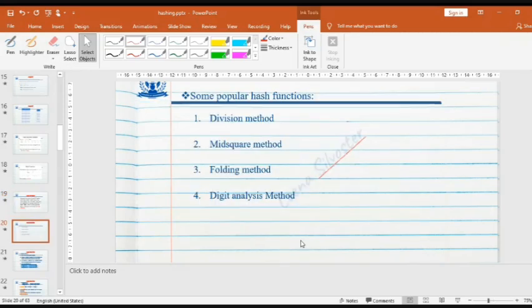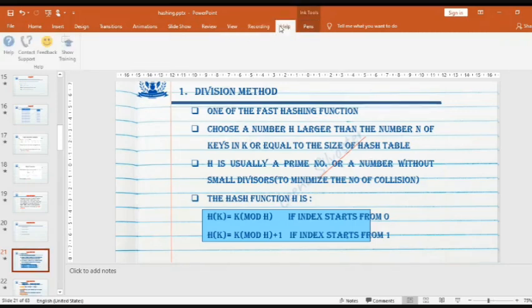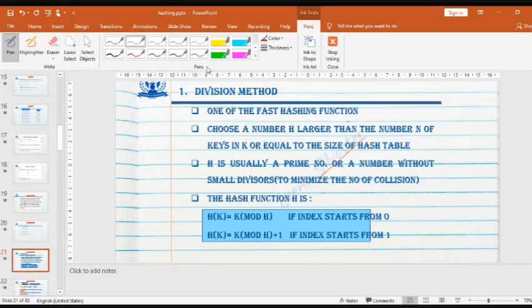Some popular hash functions are the division method, mid square method, folding method, and digit analysis method. The first one is the division method. It is one of the fastest hashing functions. Here we have to choose a number h larger than the number n of keys in k, or equal to the size of the hash table.